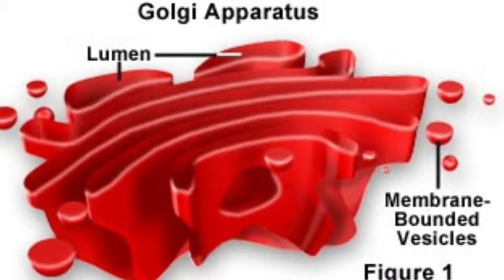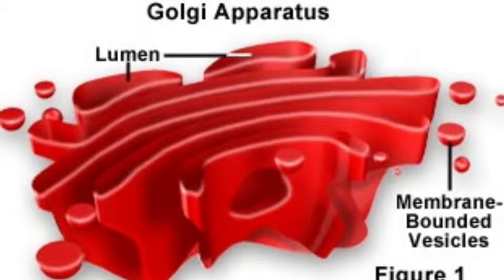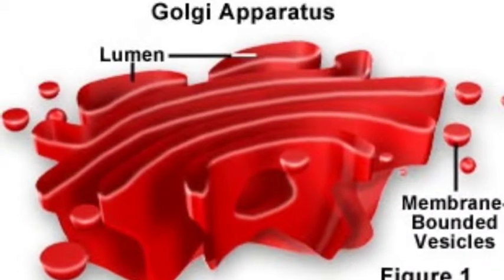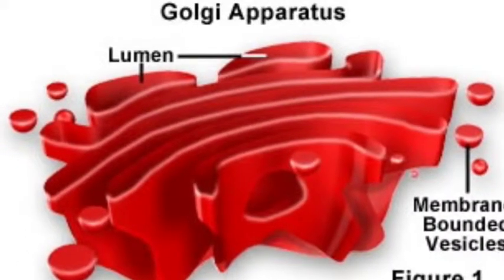Our next organelle is the Golgi apparatus. The function of the Golgi apparatus is to modify and distribute substances in a cell. Time to go back to the school once again.